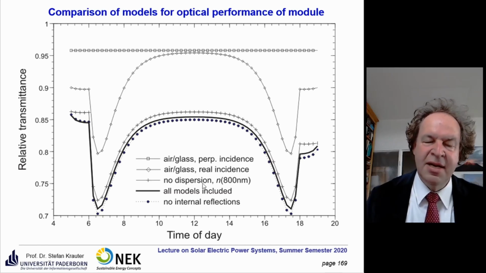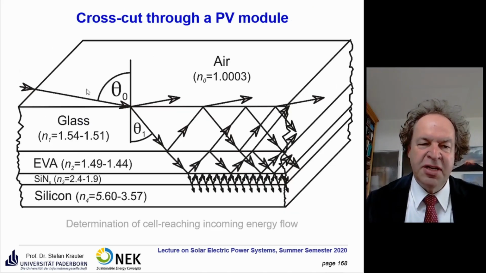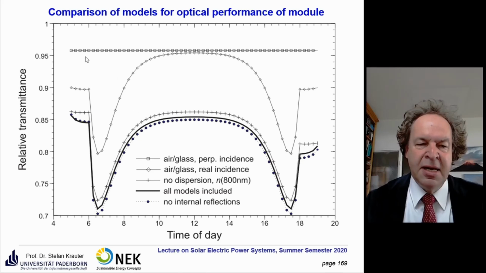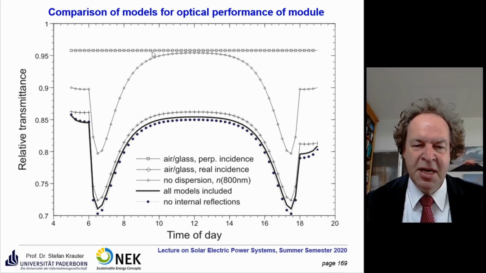Here are some results on that. So this is the time of day, and what you often find in literature, they just take the first interface here, glass-air, as the most important interface, and they don't even consider the incidence angle. They always take a perpendicular incidence, and that's the result of it. So you find in some literature, okay, we have 4% losses only, independent of the part of the day, because the incidence angle is not considered either, and this is the result.